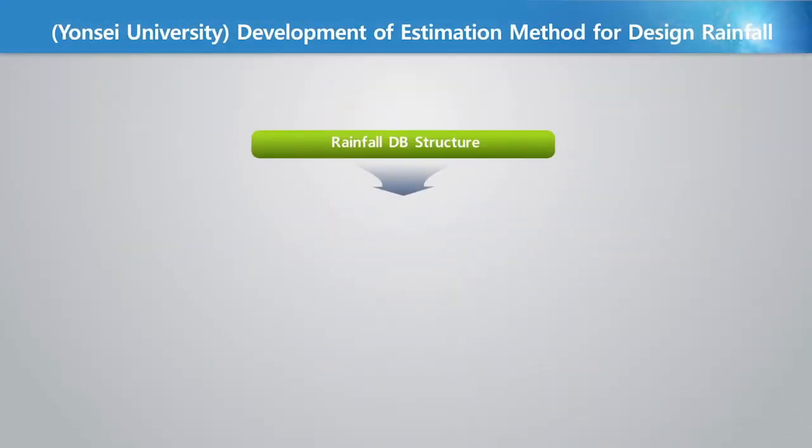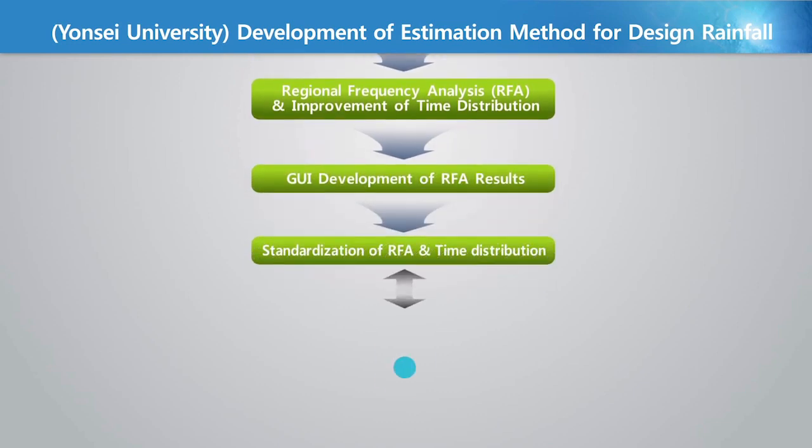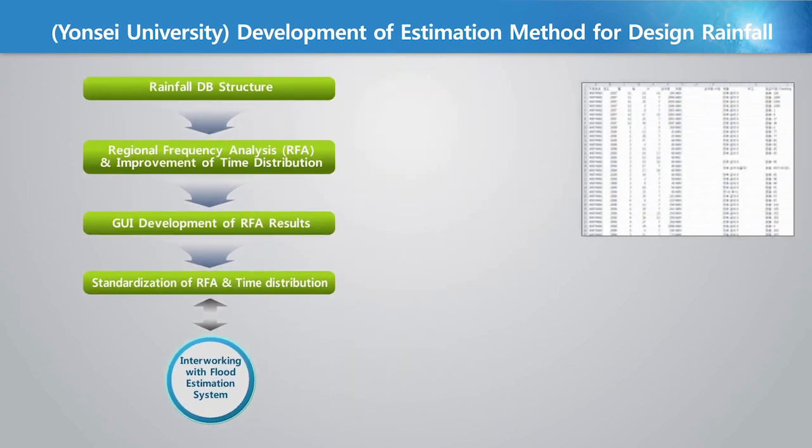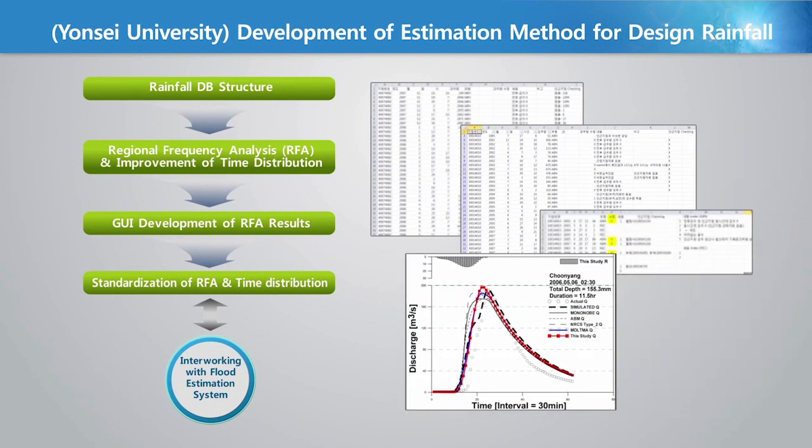Development of estimation method for design rainfall consists of rainfall database, regional frequency analysis, and improvement of time distribution. All results come with standardization progress and guidelines.